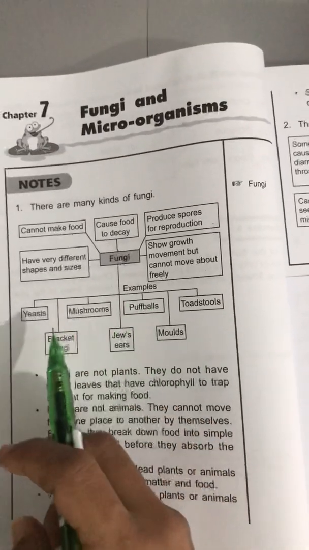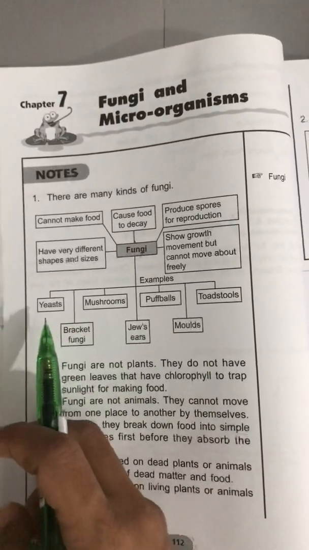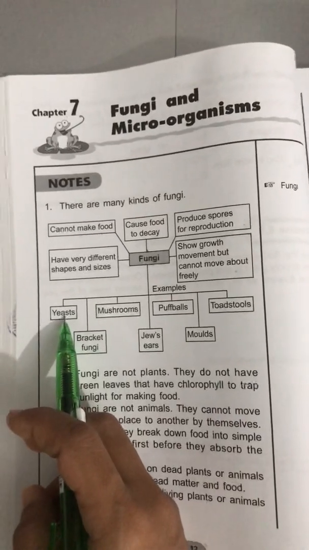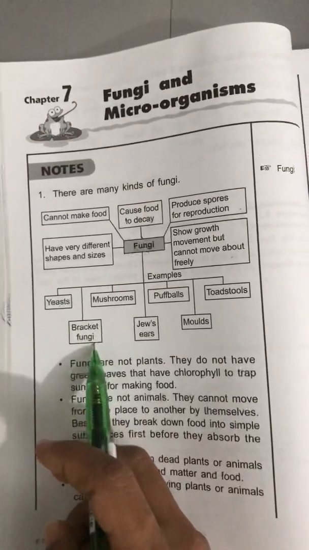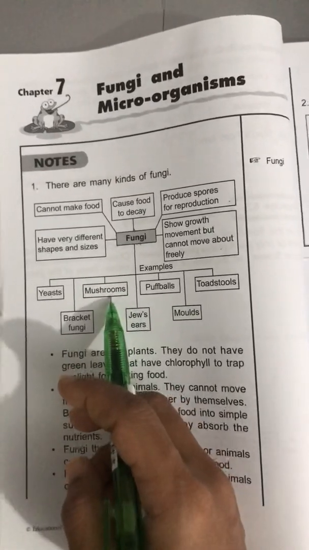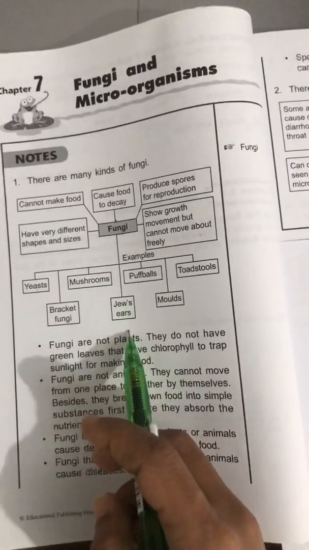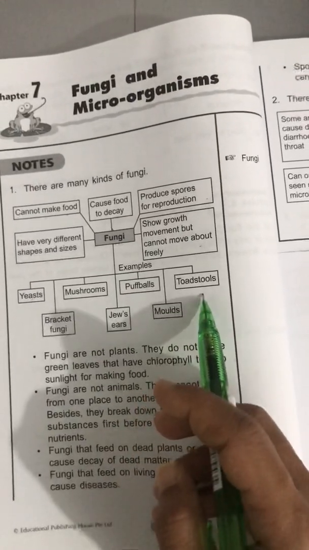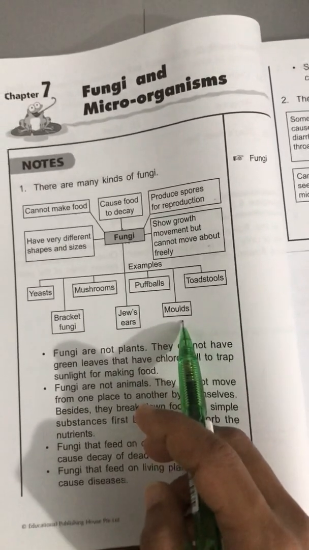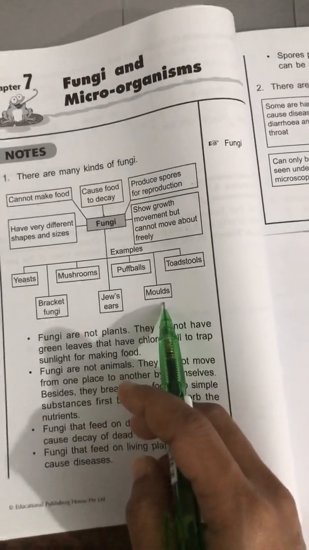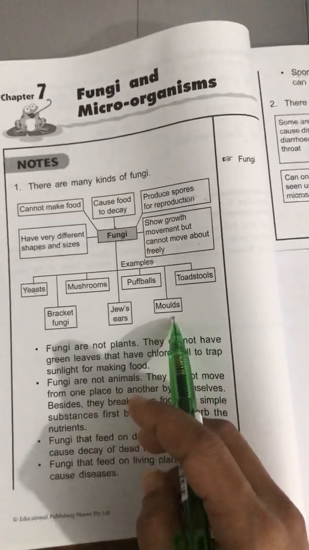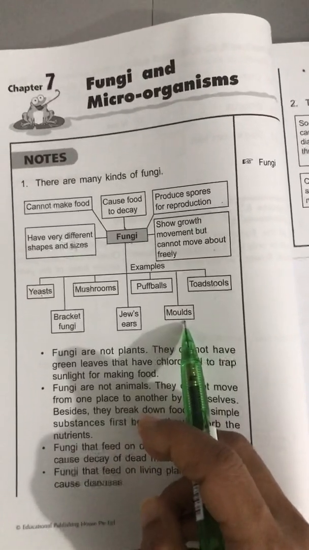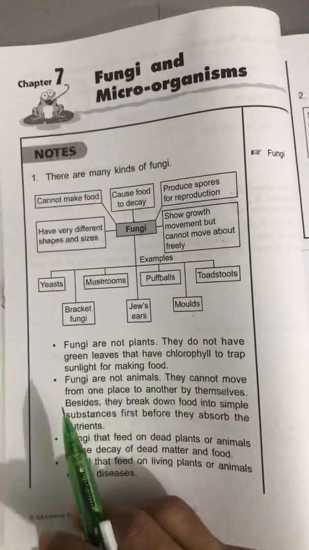Alright, now we have the examples of fungi here. We have yeast. We know yeast is used to make the bread fluffy. And then bracket fungi, mushrooms, jelly ears, puffballs, molds, and toadstools. Molds will appear on a slice of bread that is already expired, as we did in our experiment. Fungi are not plants, as I told you.